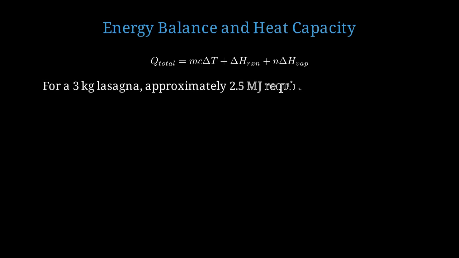For a typical 3 kilogram lasagna, the sensible heat to raise temperature from 20 to 180 degrees is approximately 1.5 megajoules. Starch gelatinization adds 0.3 megajoules. Protein denaturation adds 0.2 megajoules. Water evaporation of 100 grams adds 0.2 megajoules. Total energy is approximately 2.2 megajoules.